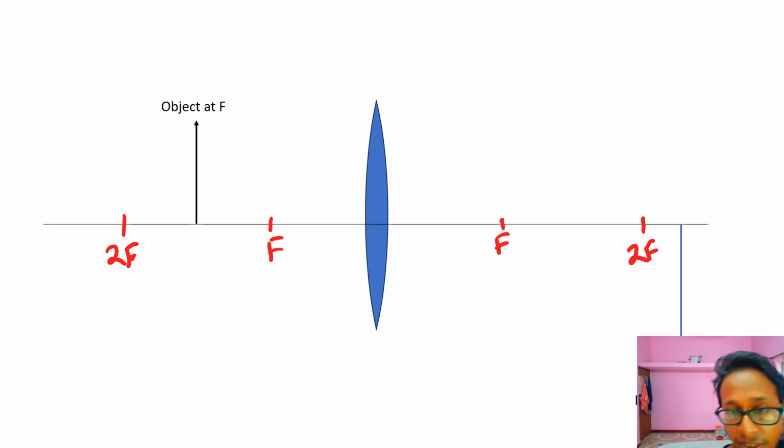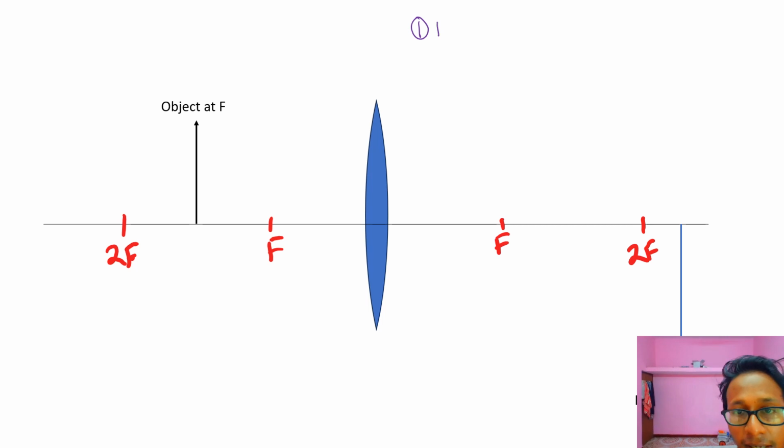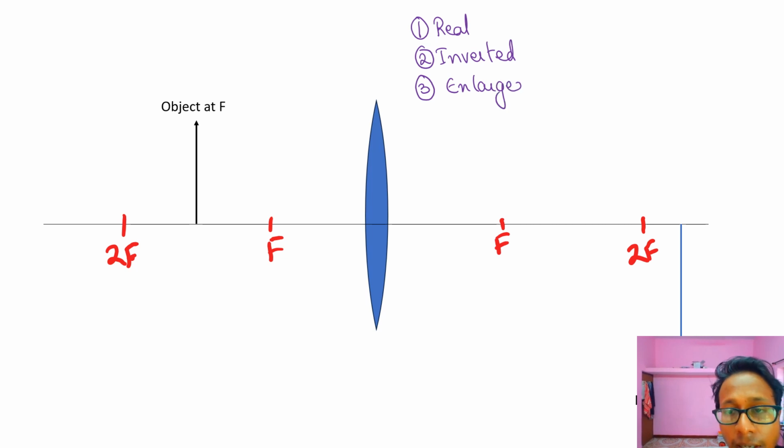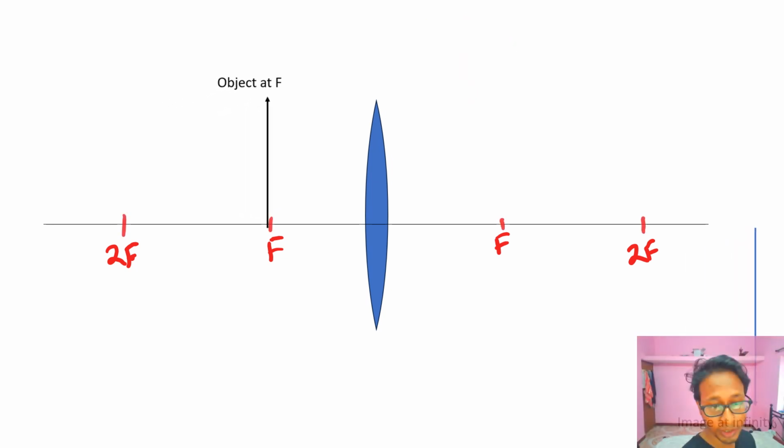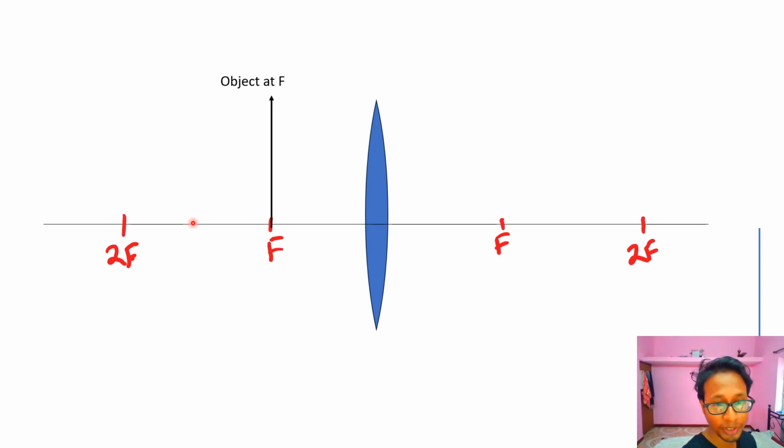So the type of image is real, inverted. Real images are always inverted, and the third one is enlarged. Enlarged meaning the size of the image is much greater than the size of the object. When the object moves to the focal length, the image is formed at infinity.